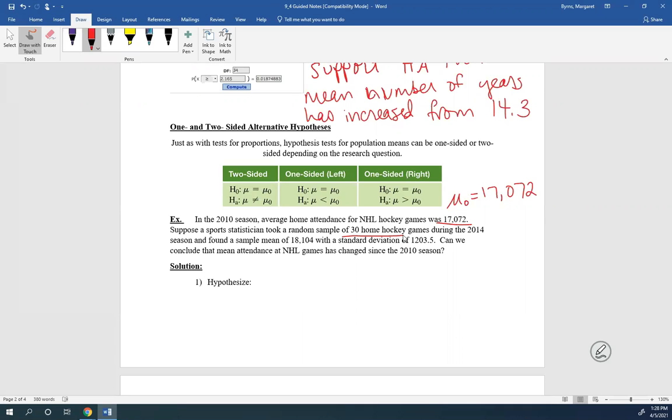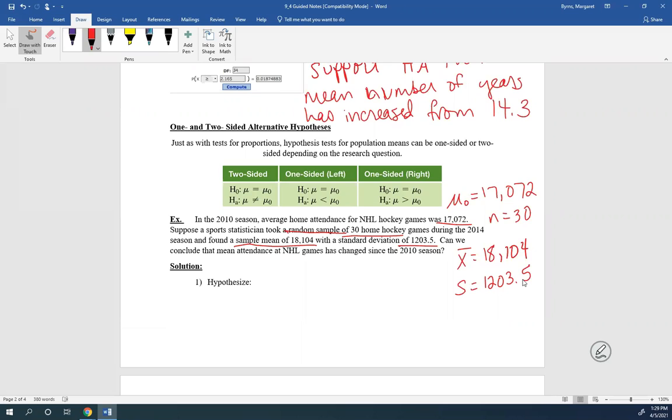So 30 hockey games, that's your random sample. So that means n is equal to 30. During the 2014 season, they found that the sample mean was 18,104. So that means x bar is 18,104, and your sample standard deviation was 1203.5.